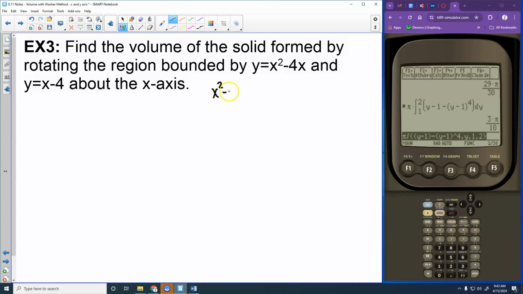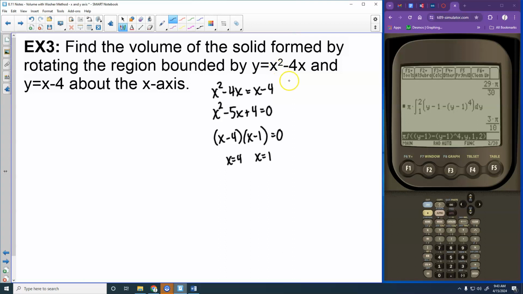We're going to have x squared minus 4x equals x minus 4. I would move everything to one side. x squared minus 5x plus 4 would equal 0. I will have x minus 4 times x minus 1, and that will give me 4 and 1.